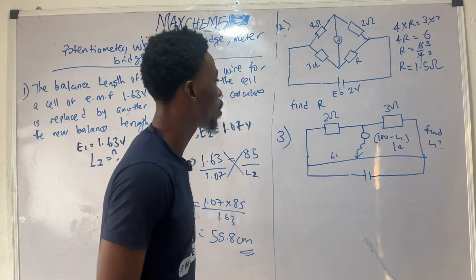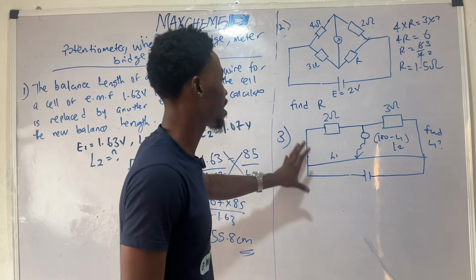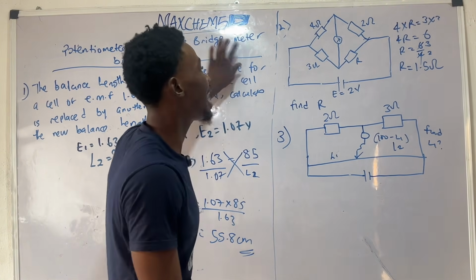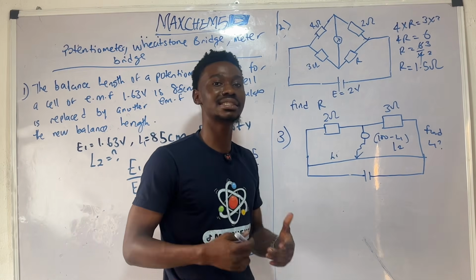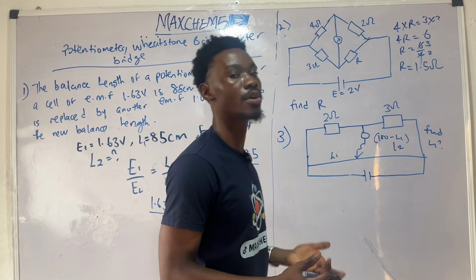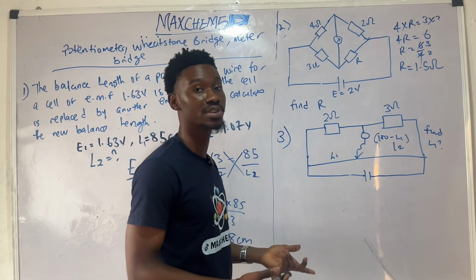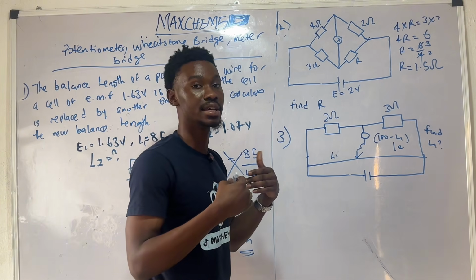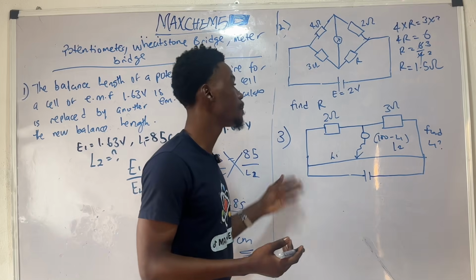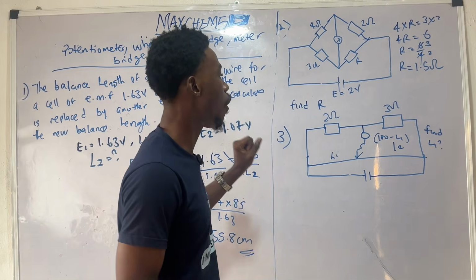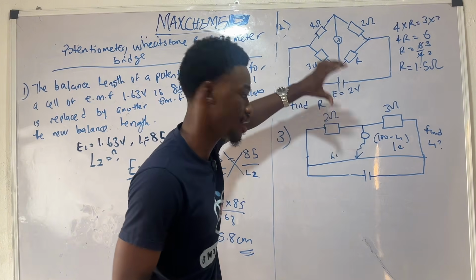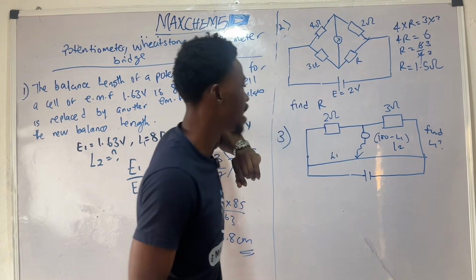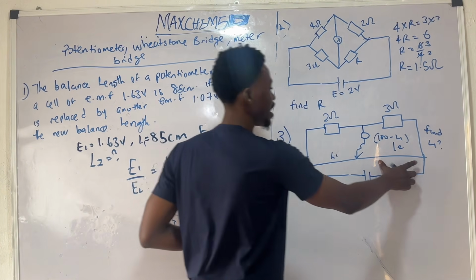So in the second question here, I have a setup. Now, this type of setup is a unique type of setup. It is called a meter bridge. The meter bridge is similar to the Wheatstone Bridge, but it is a more practical case of the Wheatstone Bridge. It also measures the resistance of a device or of a wire accurately. We have one balance length here called L1 and another balance length here called L2.